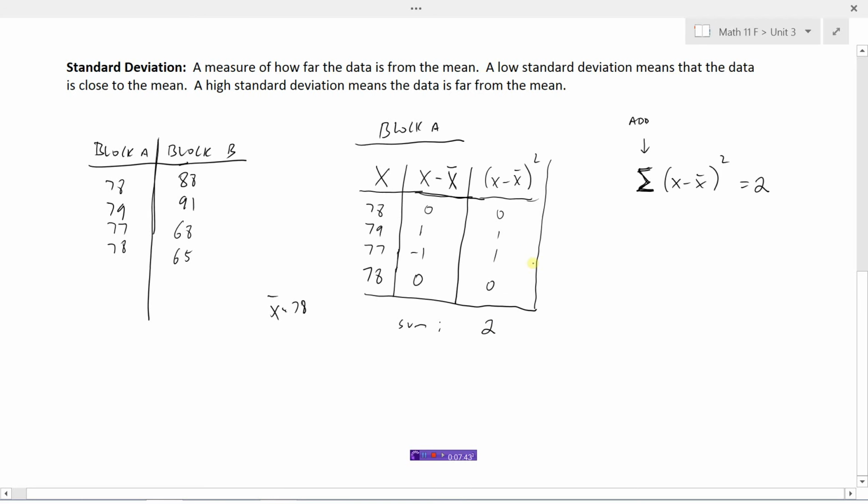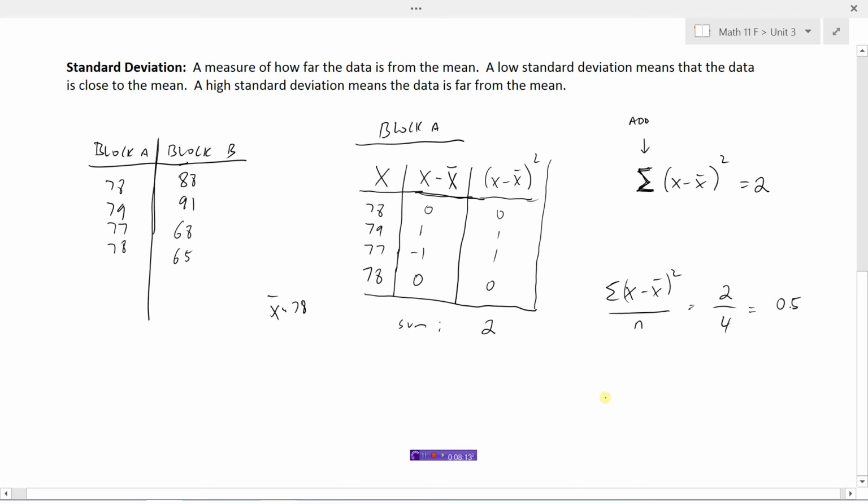Okay, the next thing we've got to do is take these and divide. So I'm going to take the sum of all of these values and divide by n. I'm going to divide by how many different data points I've got. So this would be 2, because that was my sum, divided by the total number of points, which is 4. So 2 divided by 4, of course, is a half, or 0.5.